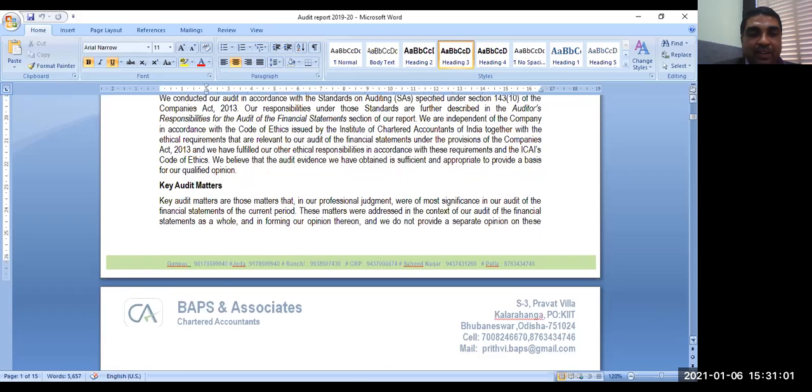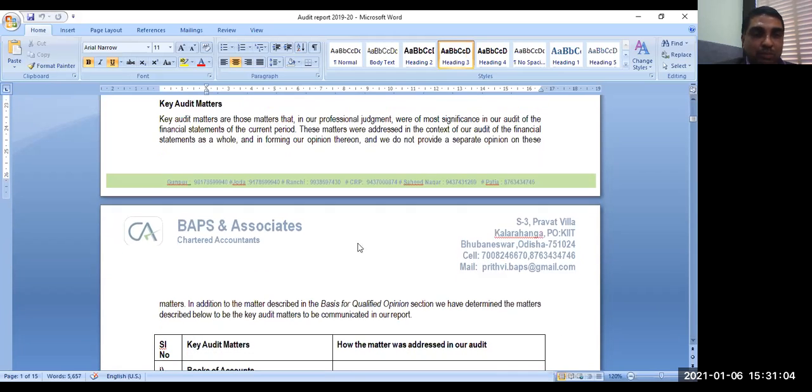Okay, now please read the paragraph. I am showing you this paragraph. Key audit matters are those matters that, in our professional judgment, were of most significance in our audit of the financial statements of the current period. These matters were addressed in the context of our audit of the financial statements as a whole, and in forming our opinion thereon. And we do not provide a separate opinion on these matters.